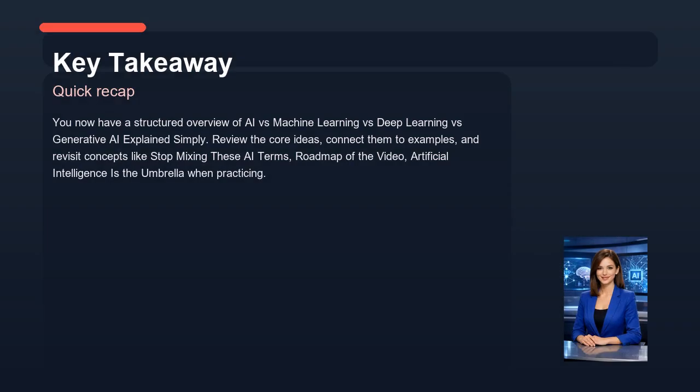To wrap up, here is the key takeaway. You now have a structured overview of AI versus machine learning versus deep learning versus generative AI explained simply. Review the core ideas, connect them to examples, and revisit concepts like stop mixing these AI terms. Roadmap of the video: artificial intelligence is the umbrella when practicing. If you can explain the idea in your own words, you have really understood it.